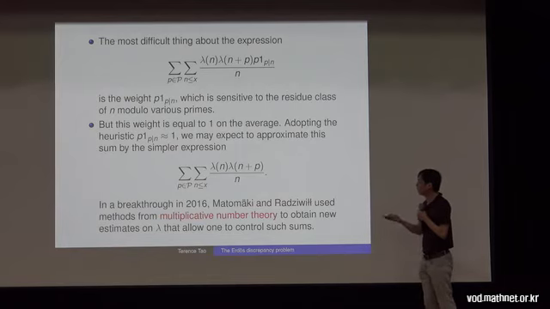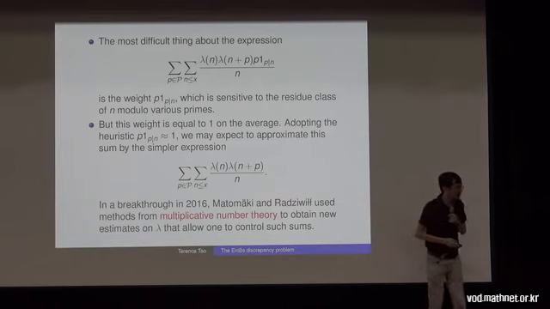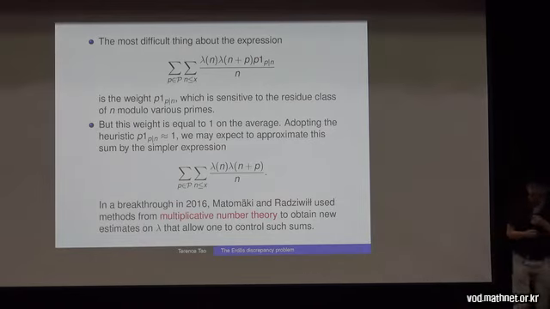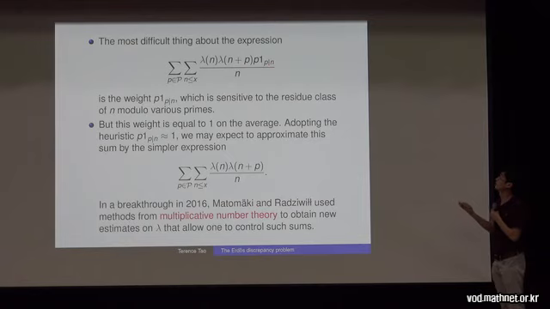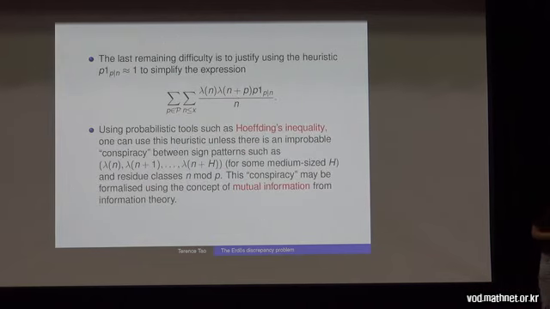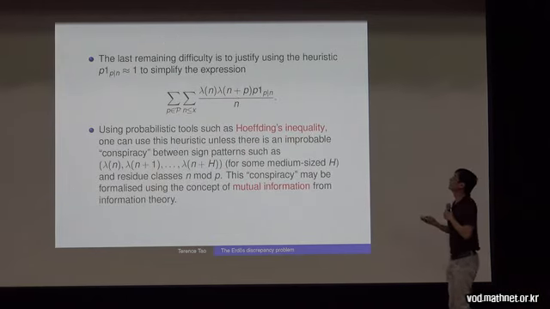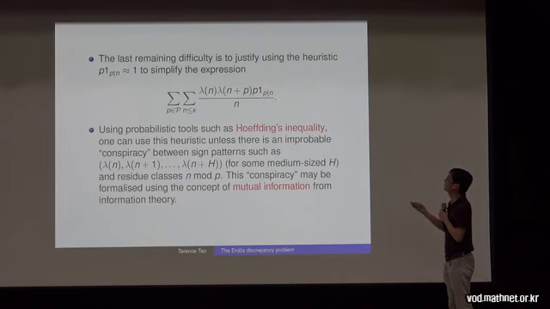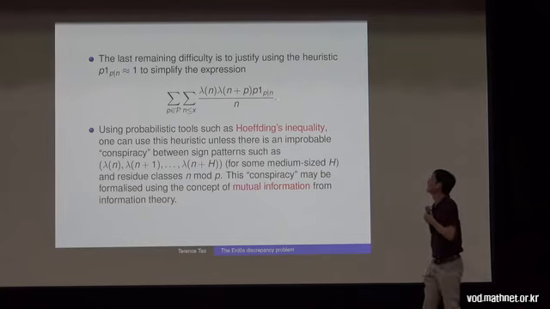Okay, so this sum was fine, but the only problem was that we had this extra weird factor here, which involved the residue class of n mod various primes. So the hard part is to understand what the role of this extra weight is.